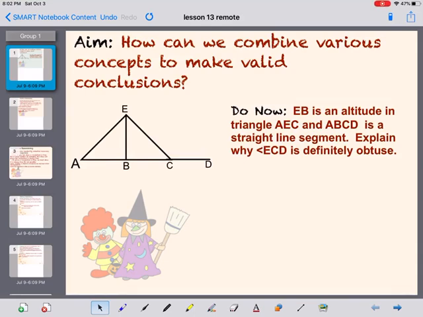Hi everyone, today we're going to talk about how we can combine various concepts to make valid conclusions. So take a look at this do now question. I'll give you a moment, pause the video and see if you can answer it. Alright, so it says do now. ED is an altitude in triangle AEC.